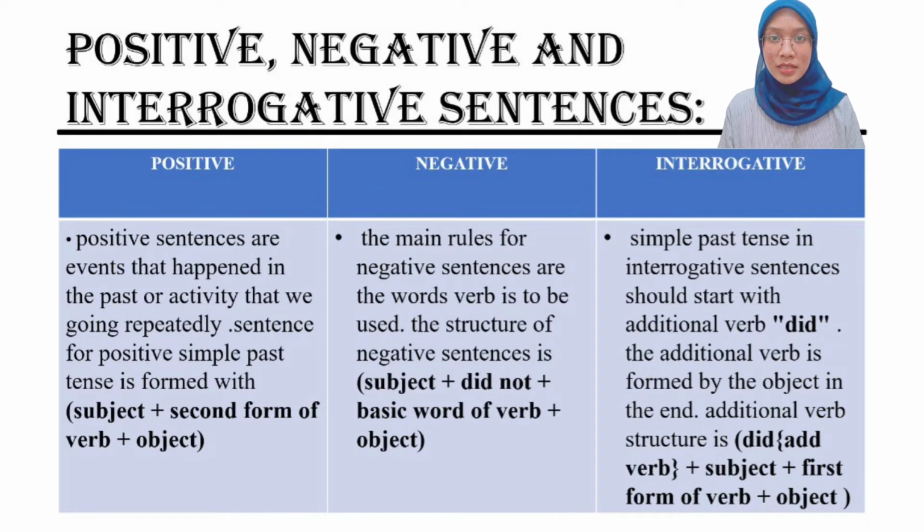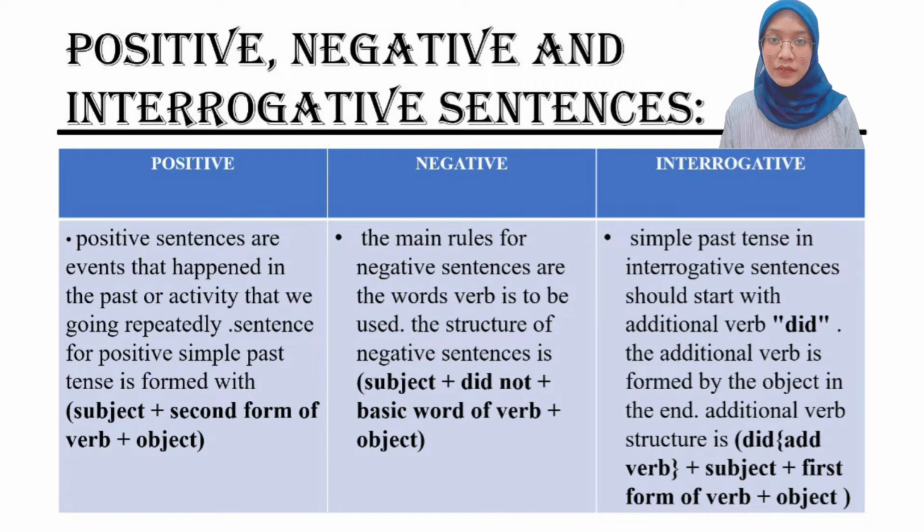Simple past tense can also be classified under positive sentences, negative sentences, and interrogative sentences. Positive sentences are events that happened in the past or activities that were done repeatedly. The structure for positive simple past tense is subject plus second form of verb plus object. For example, he studied in the library. You went to bed early.